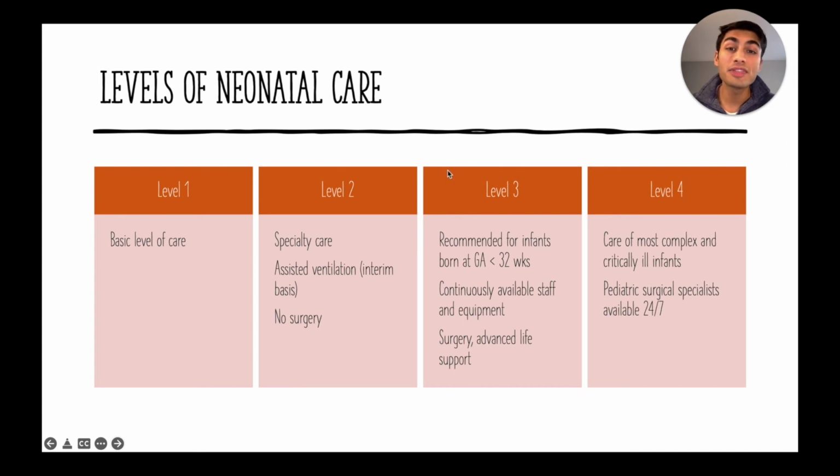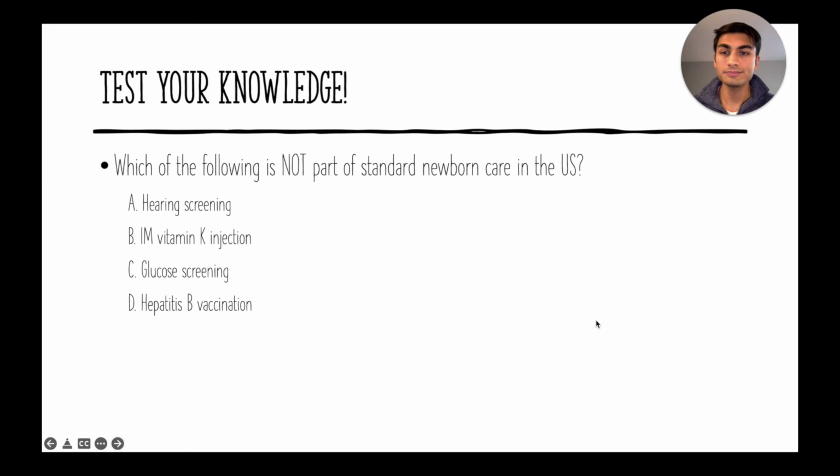And now at the top of the pyramid at level 4, this is where we take care of the most complex and critically ill infants. And they have pediatric surgical specialists available all around the clock. So now I want to take a moment for some active recall, test what we learned today. So go ahead and pause the video and see if you can answer this question. Which of the following is not part of standard newborn care in the US?